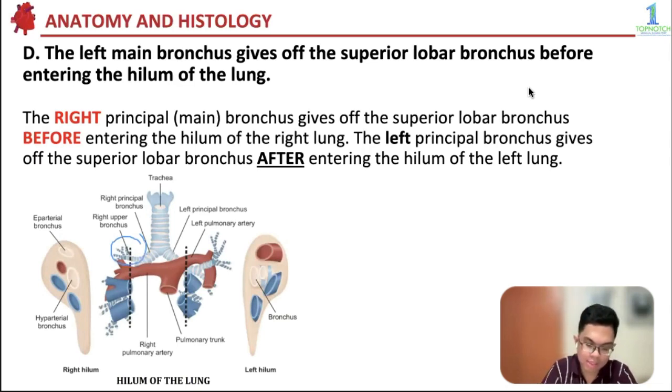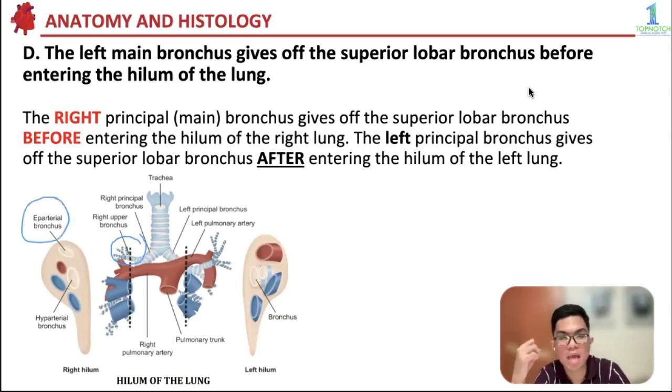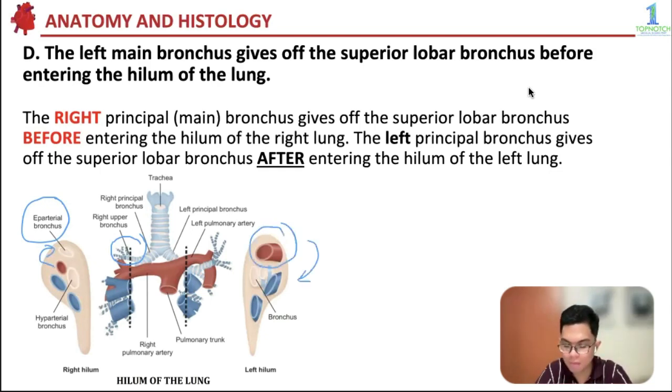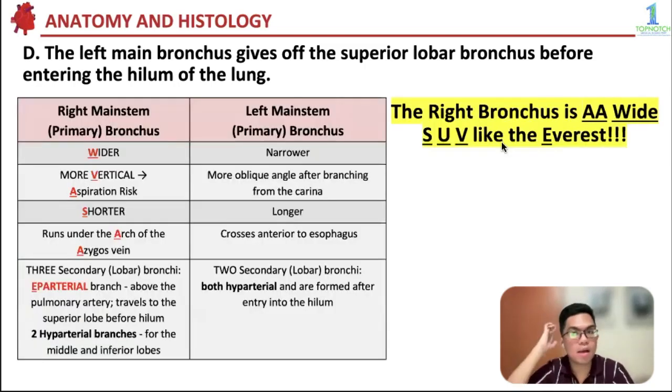And also note is that it is eparterial. Eparterial meaning above the pulmonary artery. It's the only eparterial bronchus. The rest of the bronchi in both the left and the rest of the right are all hyparterial. So they're below the pulmonary trunk. I mean the pulmonary artery. Okay. Sige. So here's another table differentiating the two.